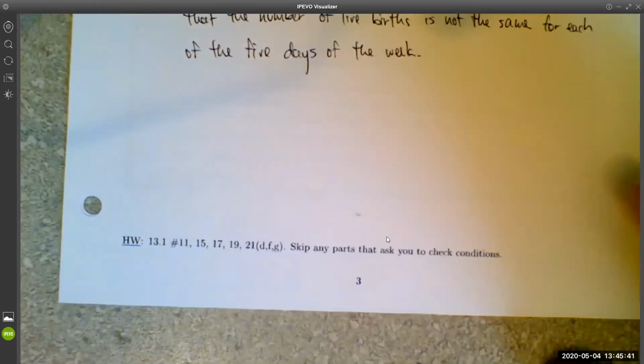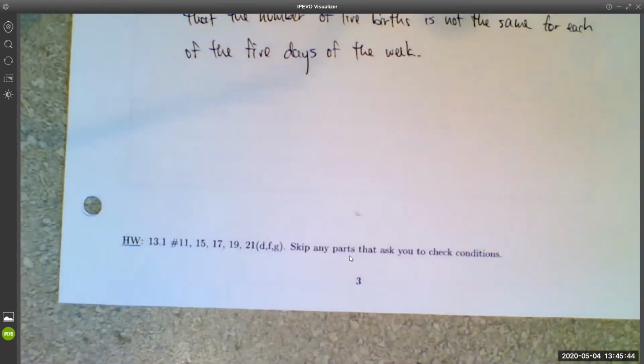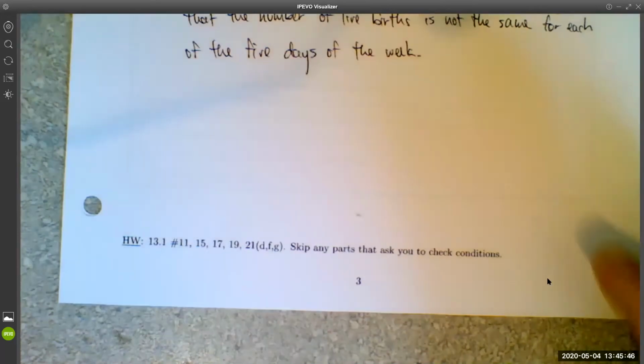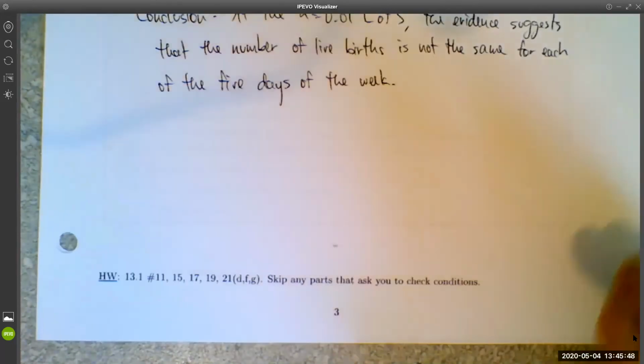Okay, so here's your assignment, and you can skip any parts that ask you to check conditions, right? So don't worry about checking conditions so much. So that's that one.